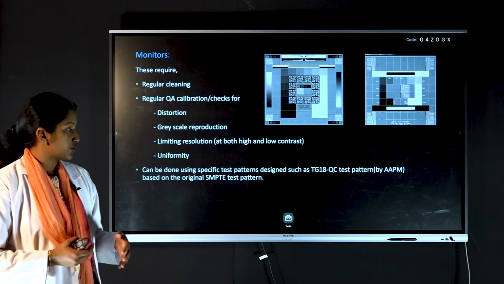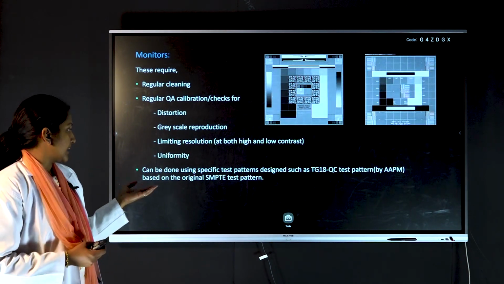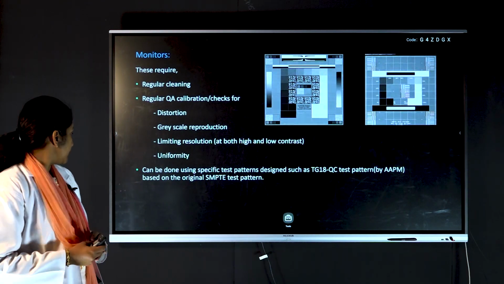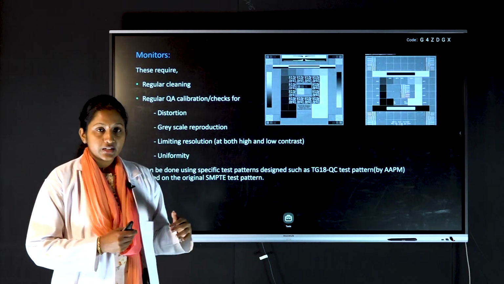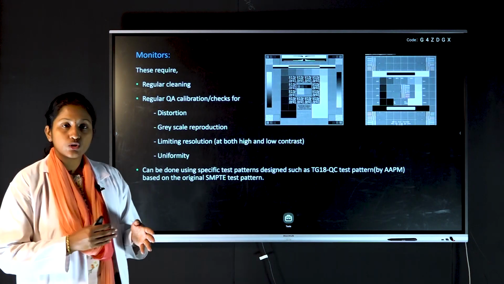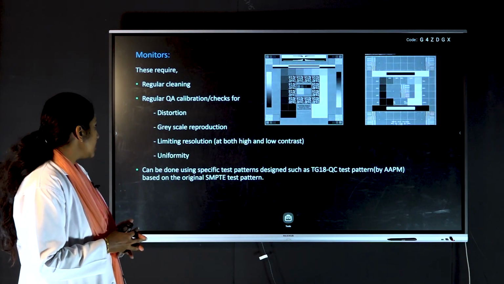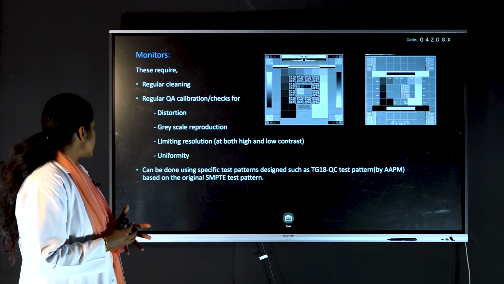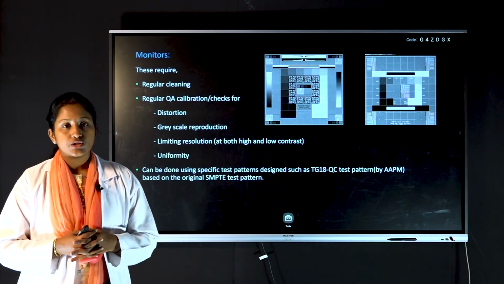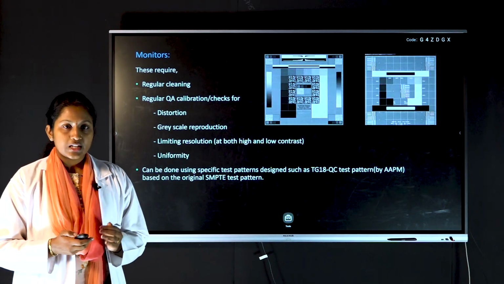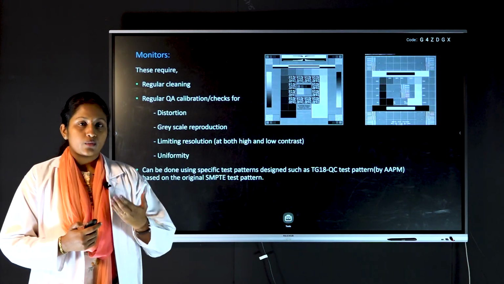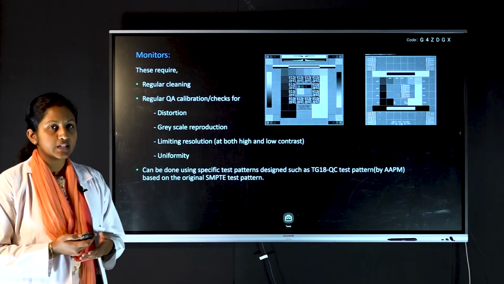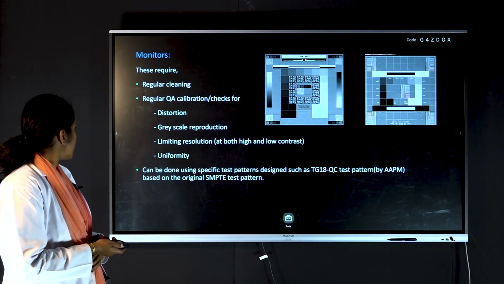Next is checking the monitor. This needs a test pattern like TG18-QC, a test pattern designed by AAPM, which is based on the original SMPTE test pattern. The monitors are to be checked using this, and quality assurance calibration should be done so as to ensure that we are getting proper digital images on the monitor with proper density and contrast conditions.